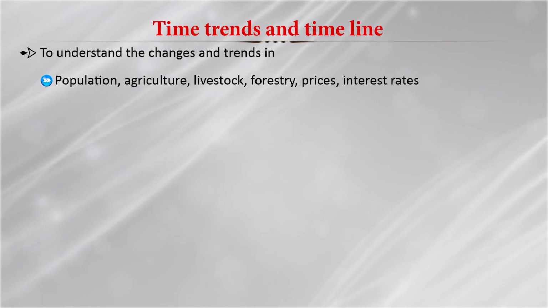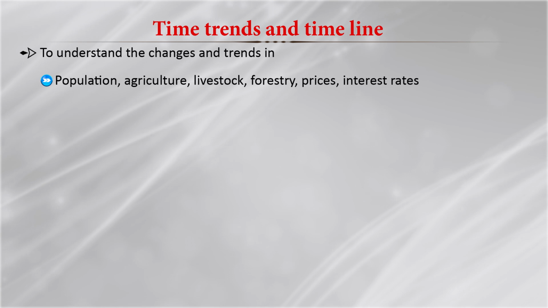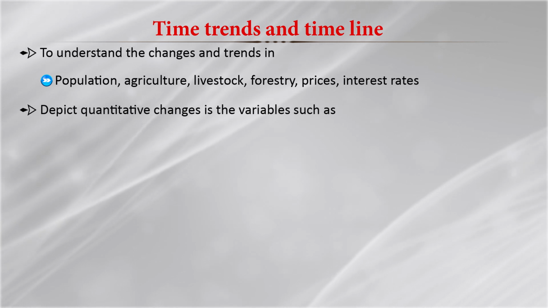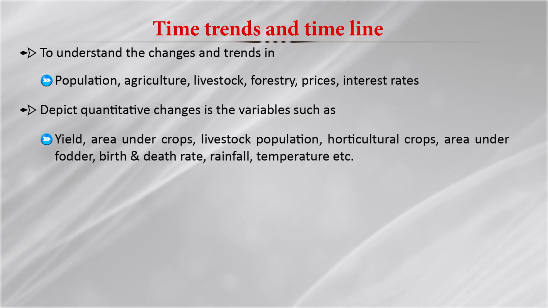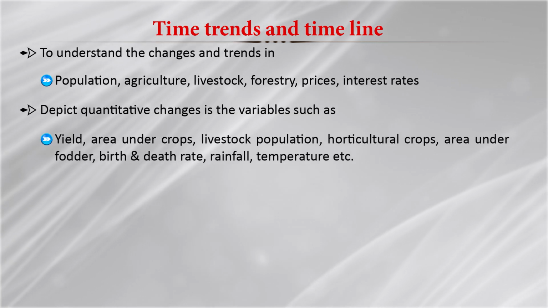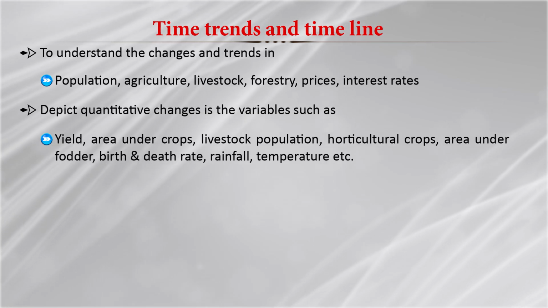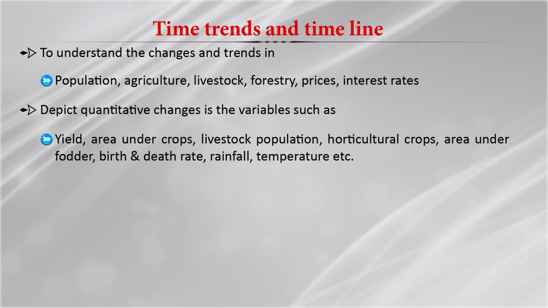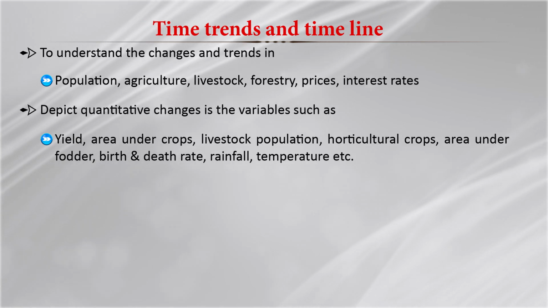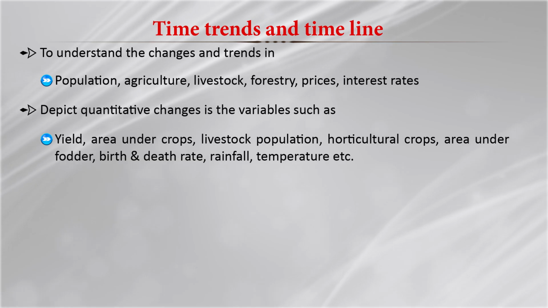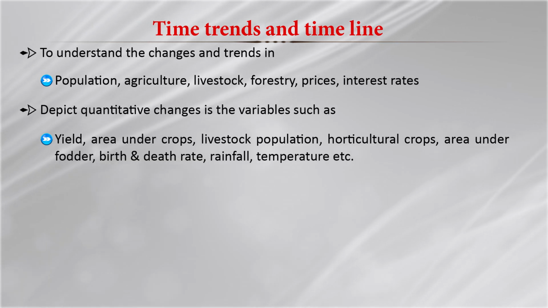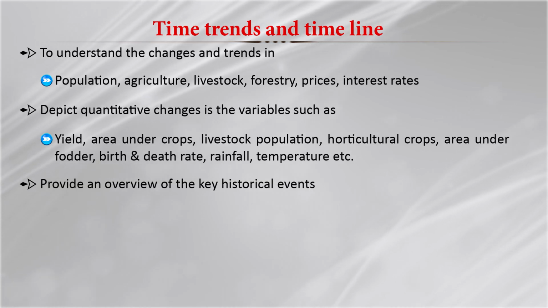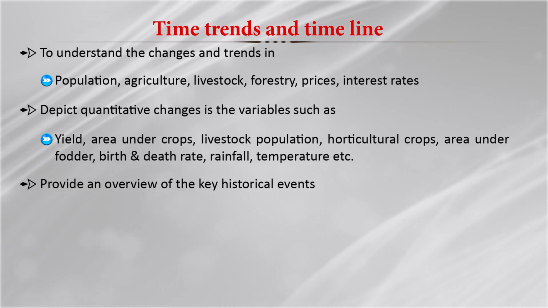We prepare the time trend or timeline, and basically it depicts the quantitative changes in the variables such as the yield over the period of time, area under crops, the livestock population, the horticultural crops, the area under fodder crops, the birth and death rate, the rainfall pattern, the temperature. So we can prepare the complete variability in different aspects, and basically it provides an overview of the key historical events also.